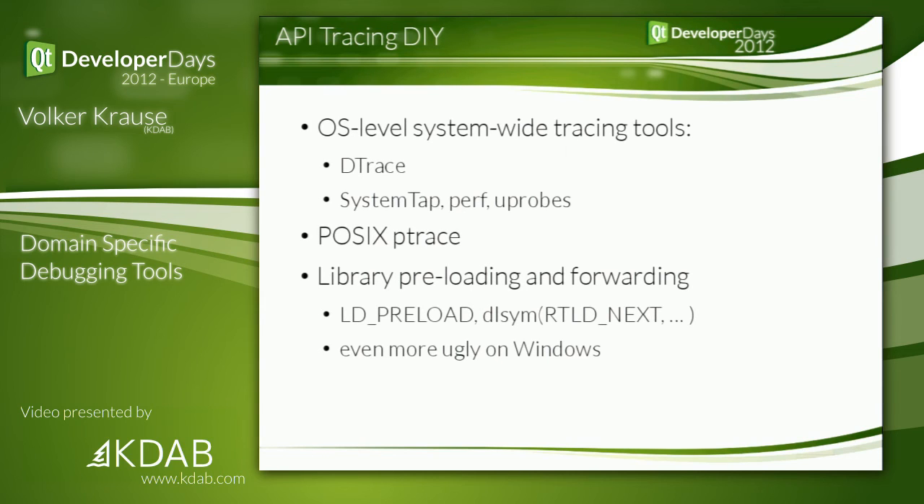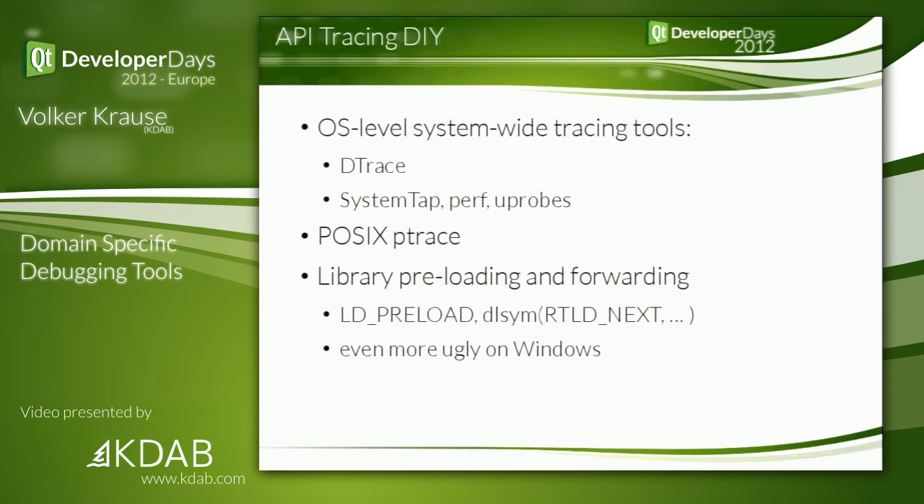Because you have to find the original function. It has the same name. If you just would call it, you would end up in yourself and have an infinite recursion. So you need to manually look up the symbol in the other libraries. So this is very ugly, with the DL-sim core does that.